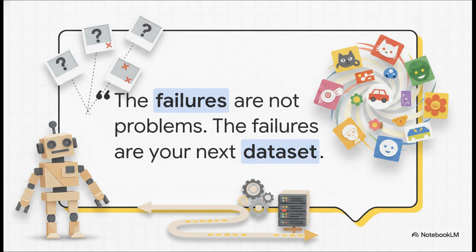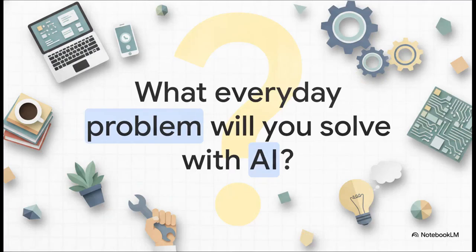Every single time the model guesses wrong, it's not failing. It's just telling you exactly what kind of photos it needs to see next. You now have the knowledge to build a working, private, highly capable artificial intelligence model right in your browser for free, without a single line of code. The tools are completely democratized now, and literally the only limit is your creativity. So look around your home, look at your daily routines, and ask yourself, what everyday problem are you going to solve with your new AI skills today? Get out there and start building.